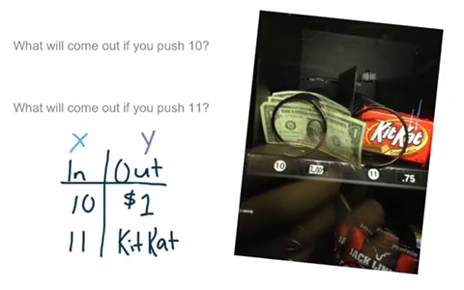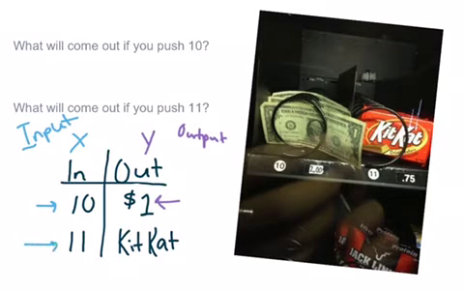So if we look at it as an X and Y table, what's going in could also be called our input. So the input was 10. What came out, or our output, was $1. What we pushed was 11. That's our input. What came out was a Kit Kat.